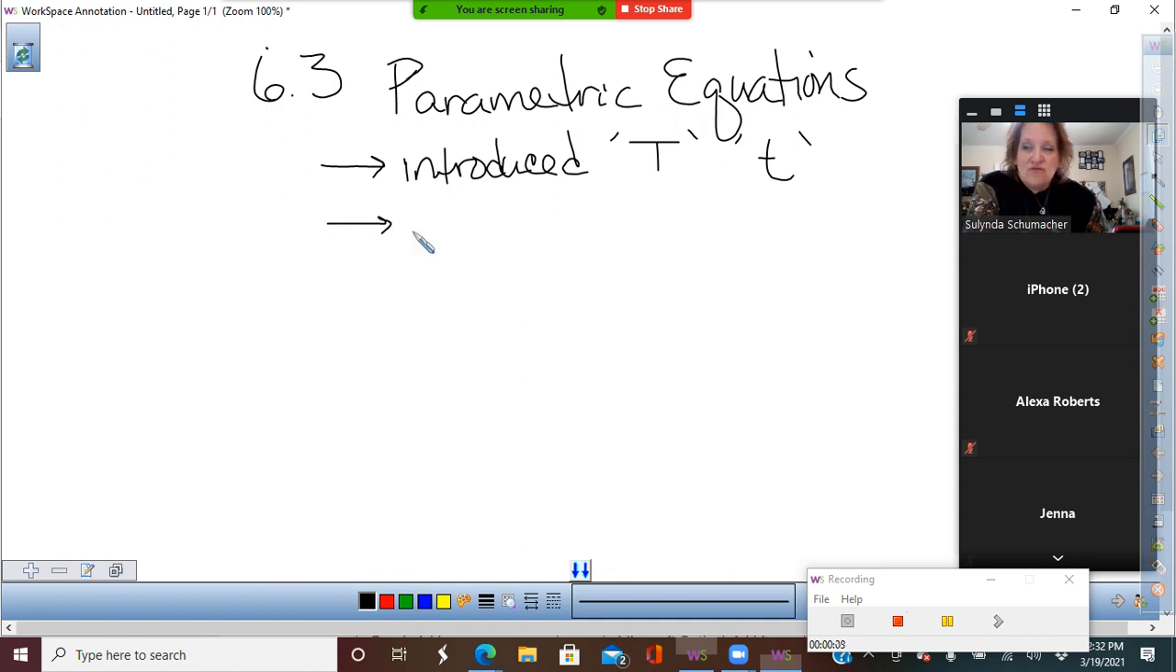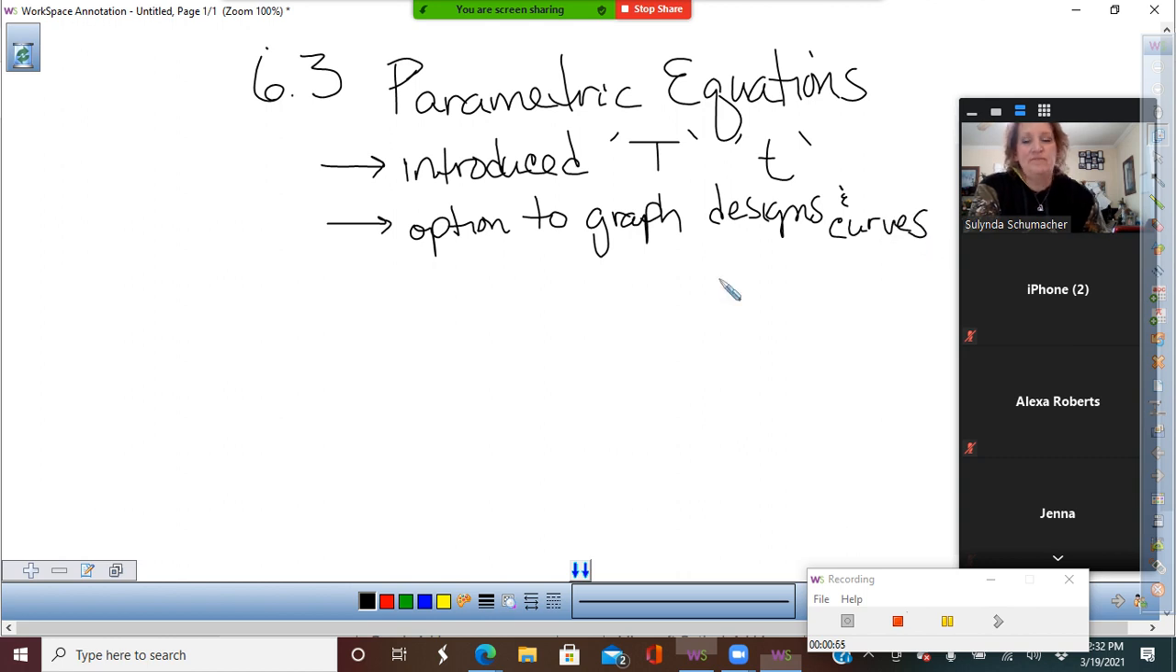And by introducing this letter T, it gives us the option to graph sideways curves. So do you remember last year how sometimes you grabbed your graphing calculator and it had that letter T in there? That's exactly it. That's what we're talking about, when we graph with the third variable T.